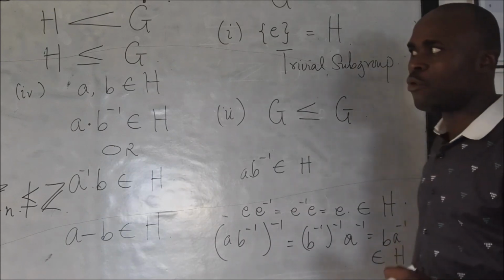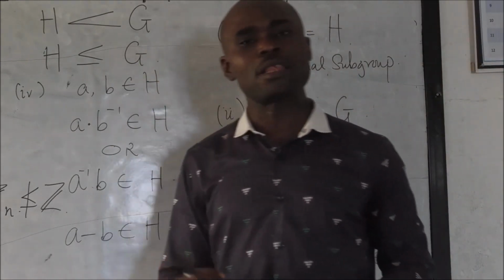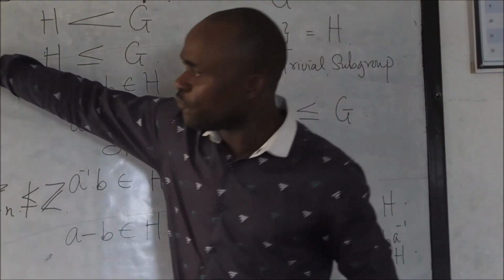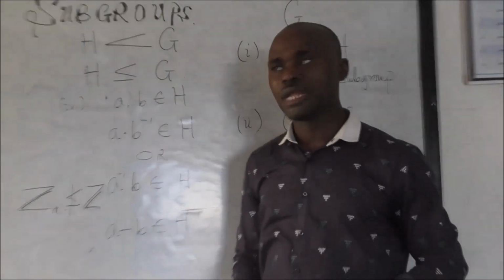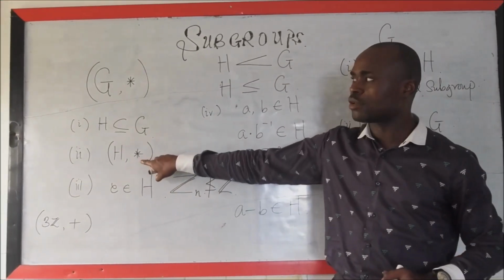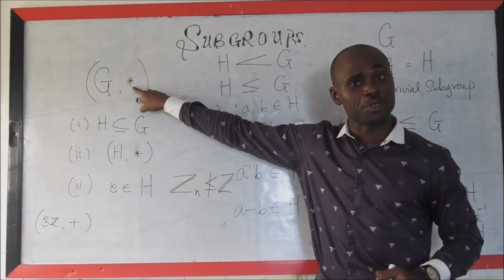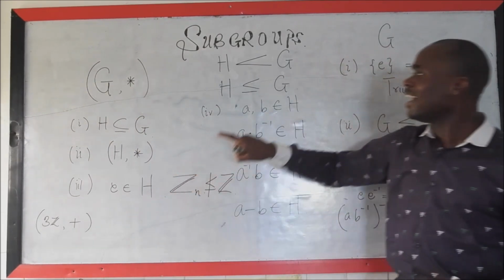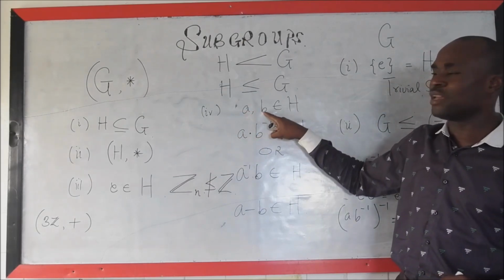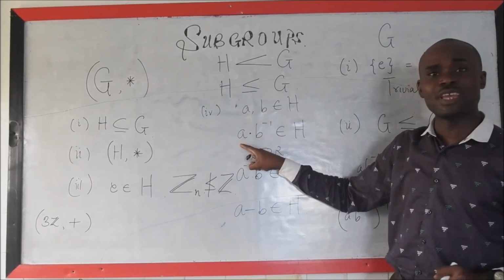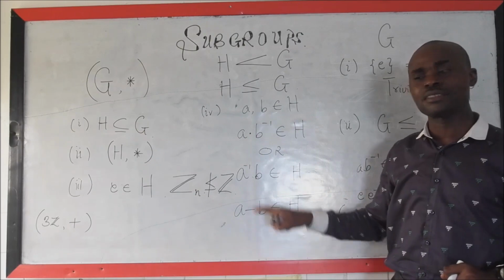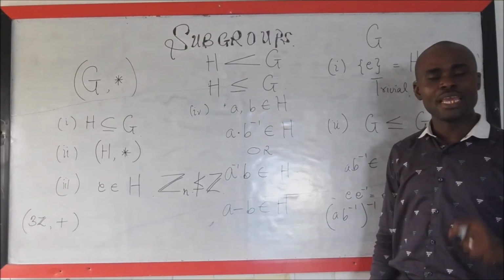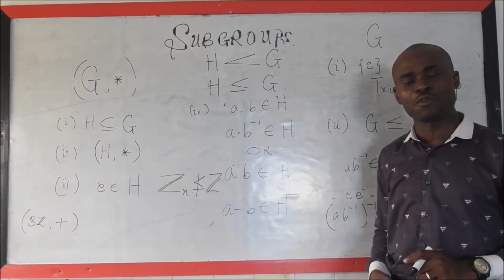So take note, anytime you want to show that a particular set is a subgroup, first you must show that it is a subset, you must show that it still holds with the same binary operation of G, and you must also show that the identity element is there, and you must show that for any two elements you pick, the product of one element with the inverse of the other element will be found in that set. In the next video, I'll be talking about cyclic groups.